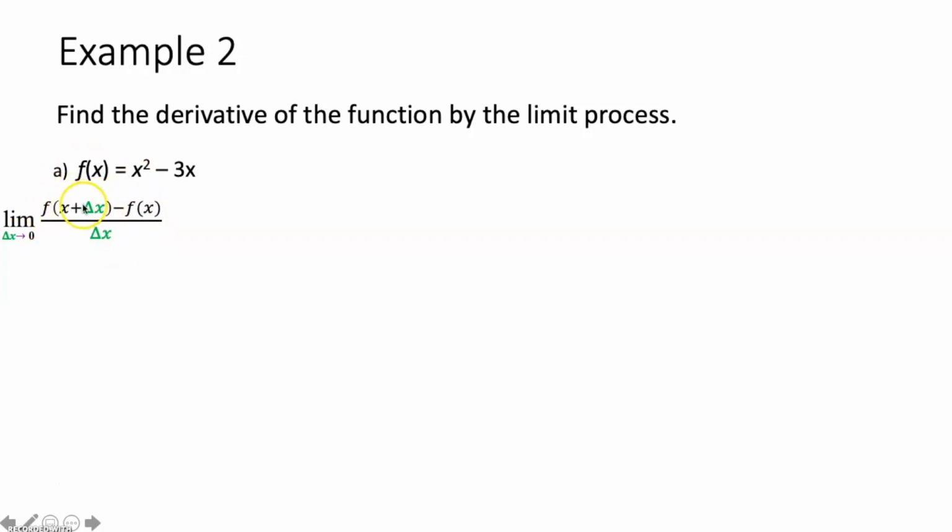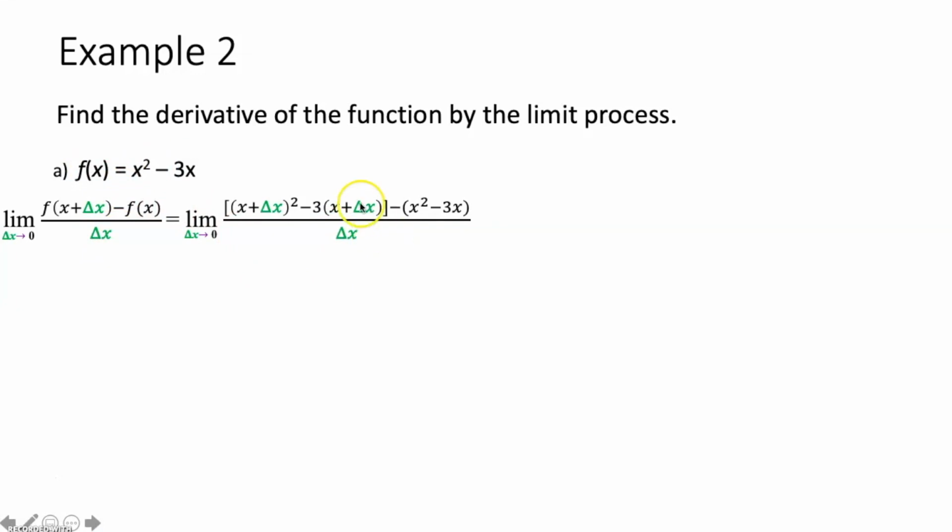Well, f of x plus delta x just means I'm going to take x plus delta x and plug it in the function anywhere I see an x. So f of x plus delta x is going to look like this. Notice that I've just plugged in x plus delta x for x here, and that gives me f of x plus delta x. f of x is just x squared minus 3x. That's what we see up here. And then in our denominator, we keep that delta x.